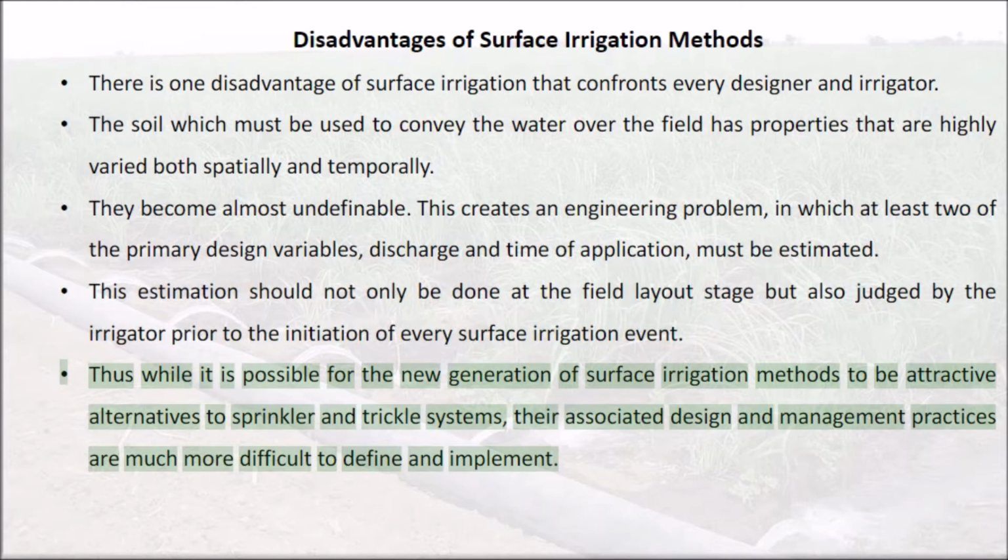Thus, while it is possible for the new generation of surface irrigation methods to be attractive alternatives to sprinkler and trickle systems, their associated design and management practices are much more difficult to define and implement.